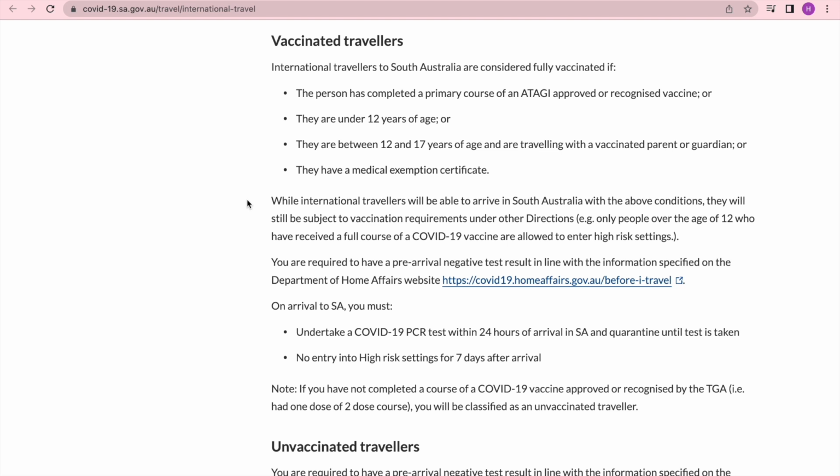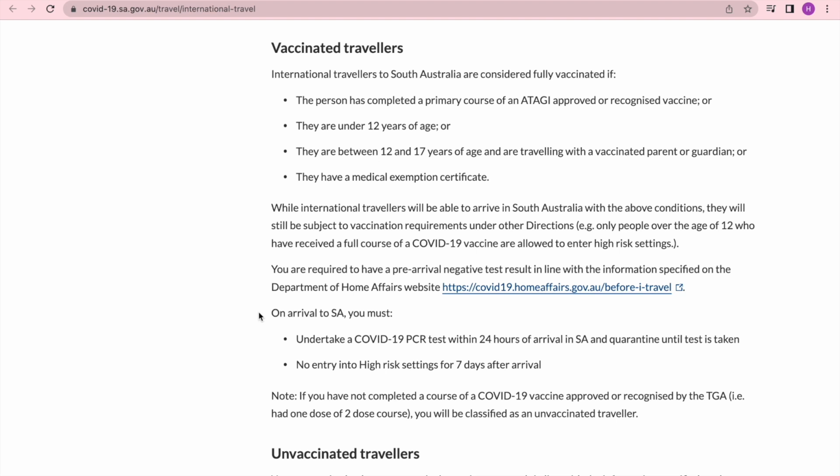Now, you are required to have a pre-arrival negative test result in line with the information specified on the Department of Home Affairs website. Okay, so on arrival to South Australia, you must undertake a COVID-19 PCR test within 24 hours of arrival in South Australia and quarantine until your test is taken.